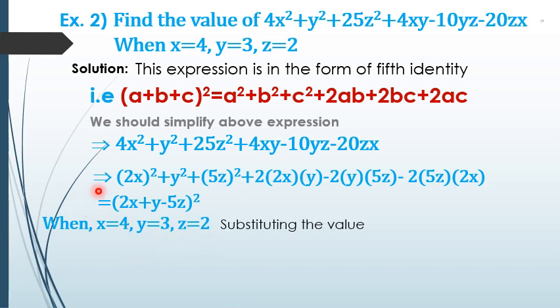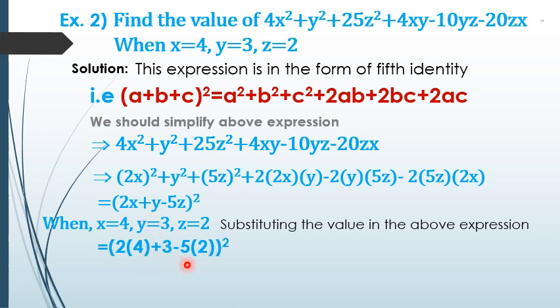Substituting the value in the above expression, that will be (2 into 4 plus 3 minus 5 into 2) whole square is equal to (8 plus 3 minus 10) whole square is equal to (11 minus 10) whole square is equal to 1 square. 1 square is 1.